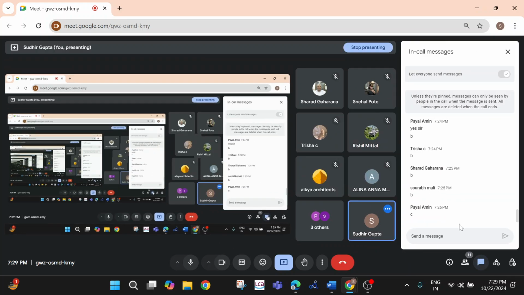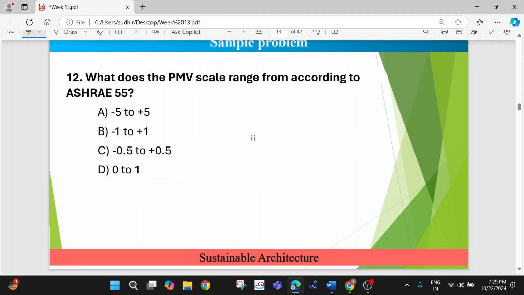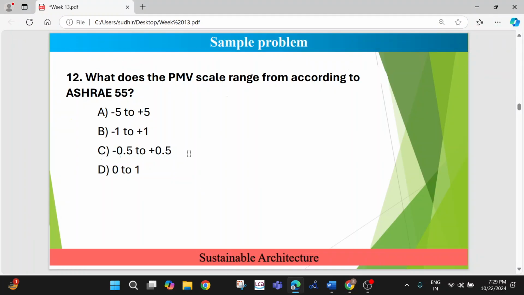Let me see. Now I'm getting a mix of answers. B, C, I think two answers I'm getting for it. See, most of you are answering C. So C is the right answer for this question. This predicted mean vote scale according to ASHRAE is ranging between minus 0.5 to plus 0.5. So whenever it is asked in your exam, this will be the most appropriate answer for this question.